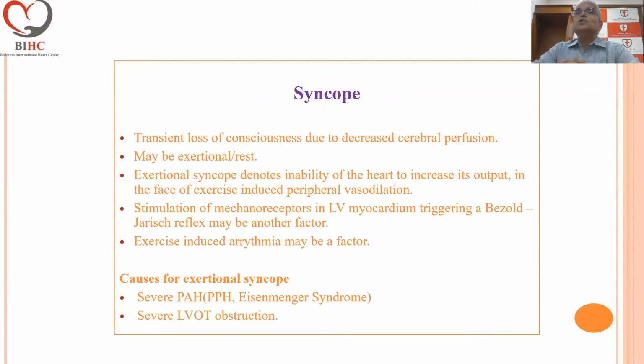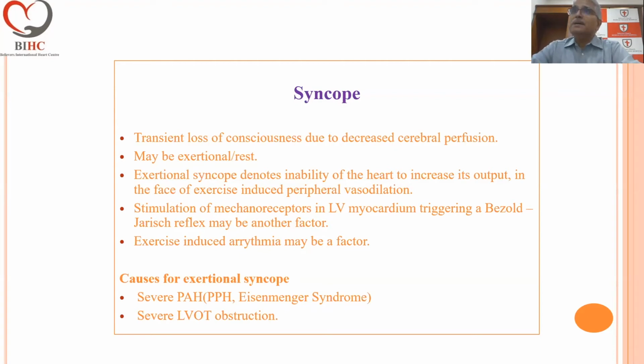Syncope is a transient loss of consciousness due to decreased cerebral perfusion. Syncope may be exertional or at rest. It is exertional syncope that happens in children with a fixed cardiac output, either on the left side or on the right side, as we just discussed. It is believed that there is a stimulation of mechanoreceptors in the LV myocardium, triggering a Bezold-Jarisch reflex as a mechanism for this. The Bezold-Jarisch reflex is a vagal stimulation reflex. So these mechanoreceptors in the LV during exercise, as the LV is contracting more vigorously, the more the mechanoreceptors are stimulated, and they cause a vagal stimulation causing bradycardia, vasodilatation, drop in blood pressure, and syncope.